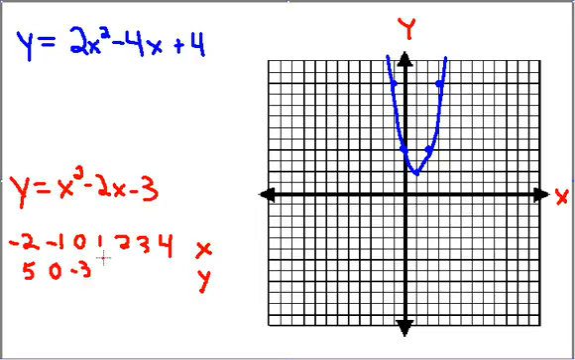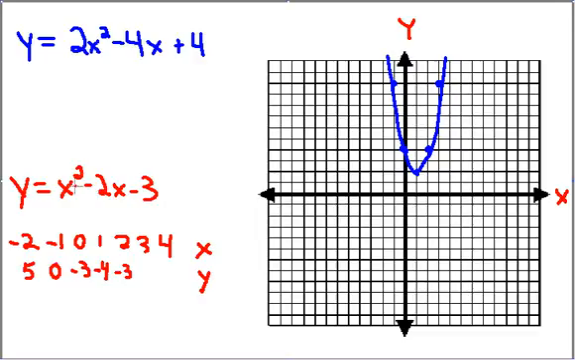How about when x is 1? 1 squared is 1. 2 times 1 is 2. 1 minus 2 is negative 1. Negative 1 minus 3 is negative 4. How about when x is 2? 2 squared is 4. 2 times 2 is 4. 4 minus 4 is 0. 0 minus 3 is minus 3.